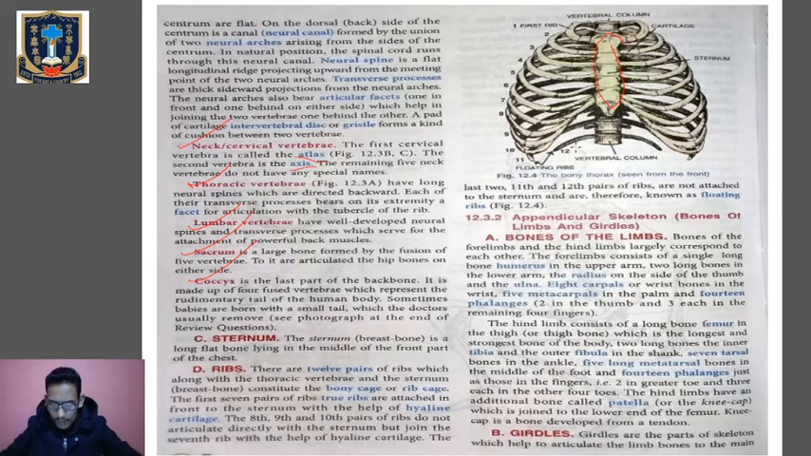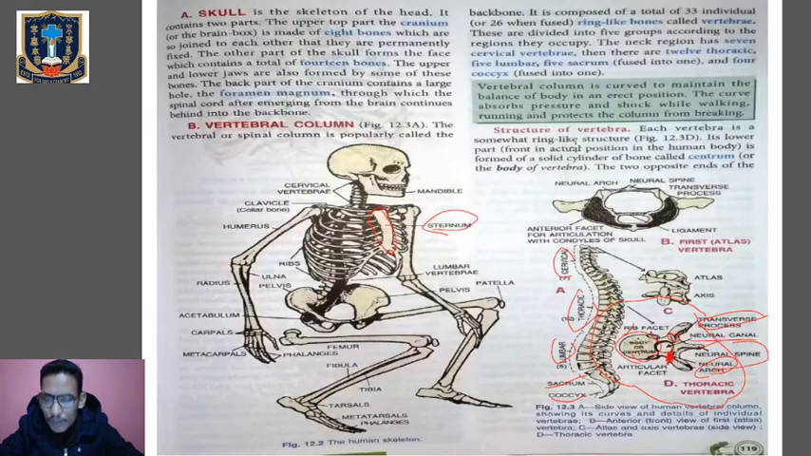Now let's talk about the appendicular skeleton, the bones of the limbs and the girdles. When we talk about the appendicular skeleton, we are talking only about the forelimbs, the hind limbs and the girdles. We have the pelvic girdle and the shoulder girdle also. First let's talk about the bones of the limbs. The bones of the forelimbs and the hind limbs correspond to each other.